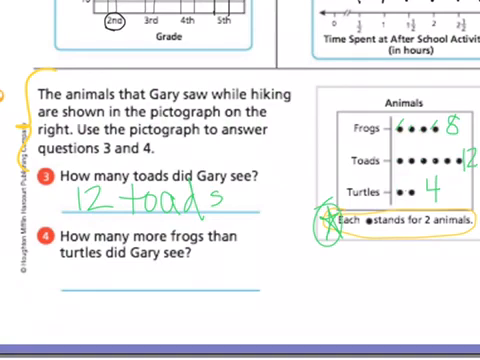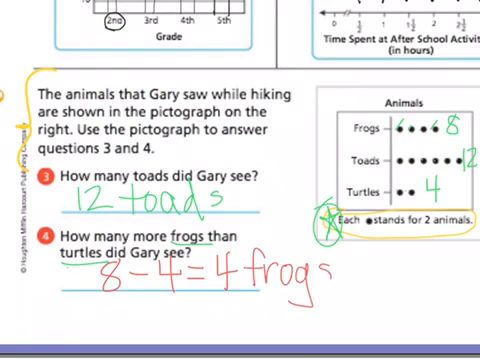And then the next question is, how many more frogs than turtles did Gary see? So we're comparing frogs to turtles. So frogs is 8, turtles is 4, and whenever we compare things, we subtract to find the difference. So 8 minus 4 is 4 frogs. He saw 4 more frogs than he saw turtles.